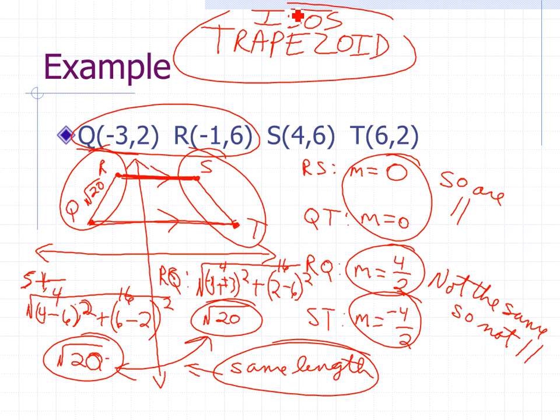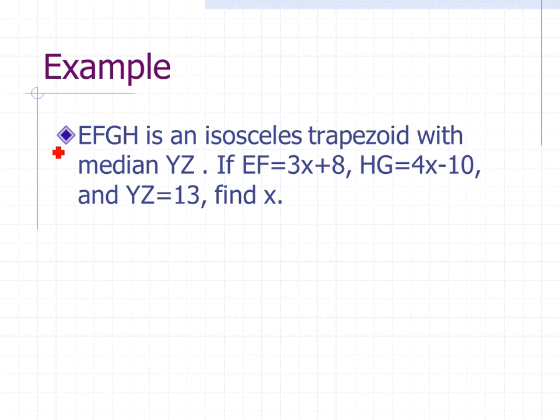Now I don't know why it might be at some point, but if it's an isosceles trapezoid, what has to be true about the diagonals? They also have to be the same lengths. So maybe at some point it might be easier to find the lengths of the diagonals, if they happen to be a vertical or horizontal segment, and you could just count it.